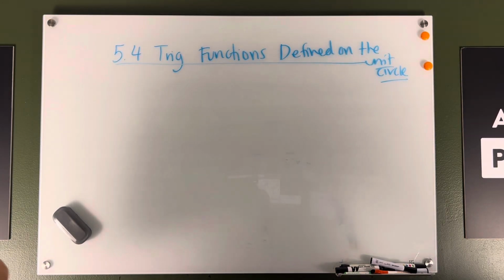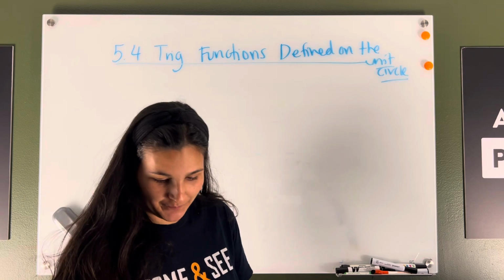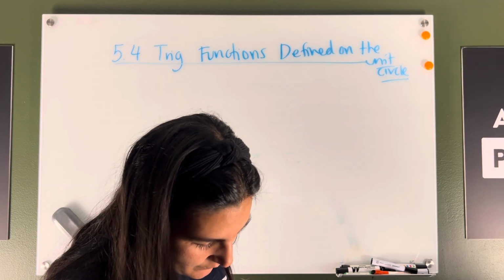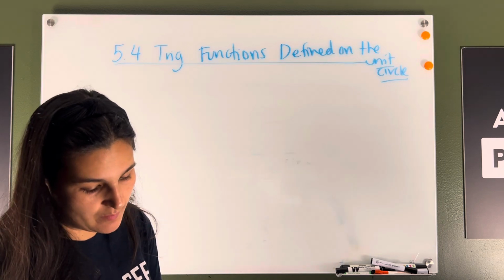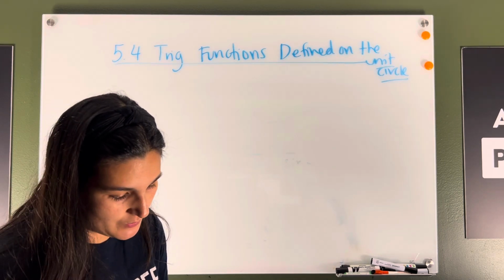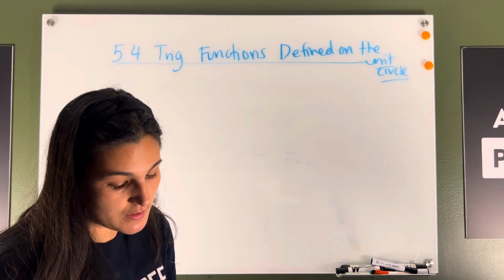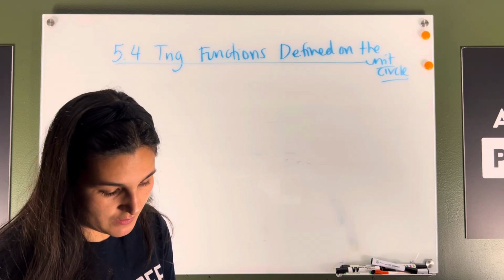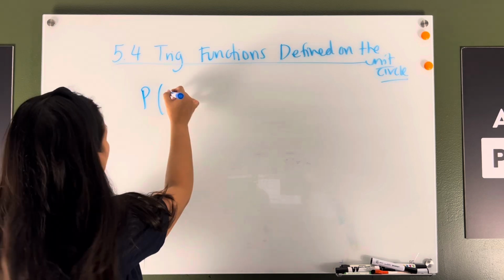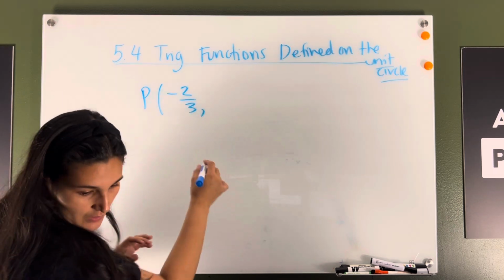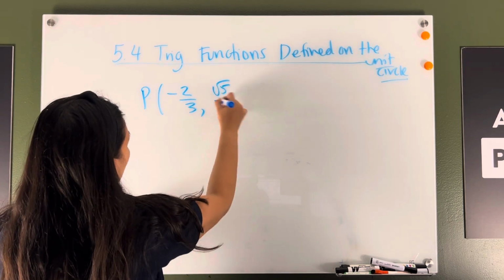Okay, now it's time for trig functions defined on the unit circle. So we're going to suppose that the real number t corresponds to the point P on the unit circle. Evaluate the six trig functions of t. Okay, so let's draw. So here we have a point. X value is -2/3. Y value is square root of 5/3.